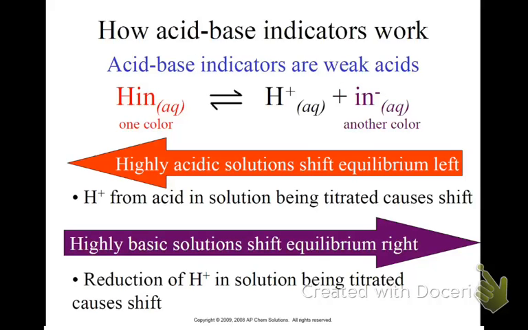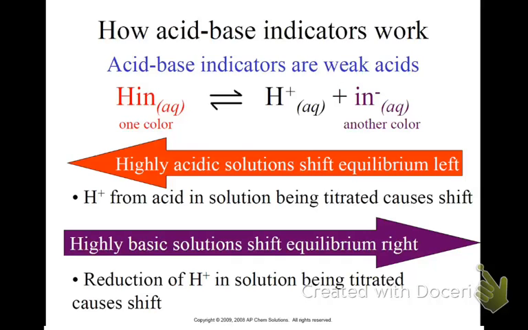So let's finish up the acid-base unit by talking about indicators. Indicators are a way that when we're doing titrations, we can know when we've hit the equivalence point. We pick an indicator that has a color change where the equivalence point should happen for our particular acids and bases.